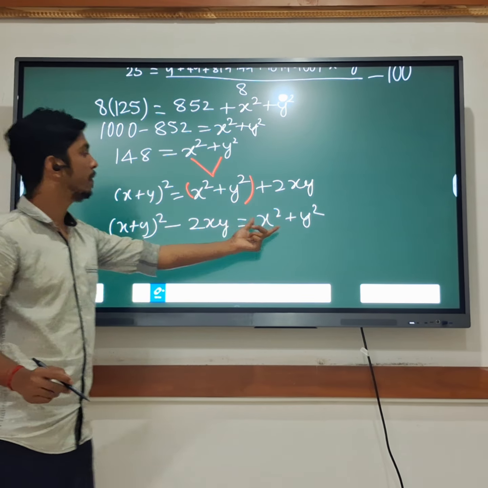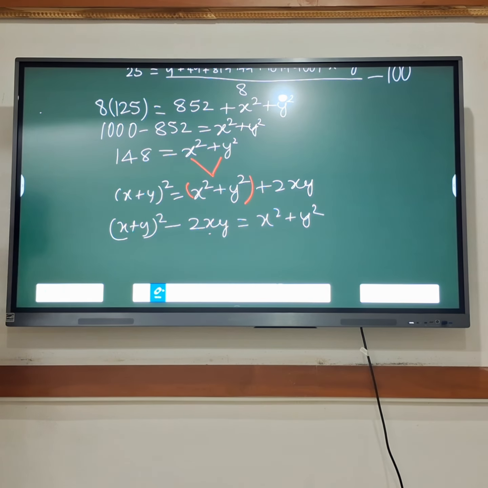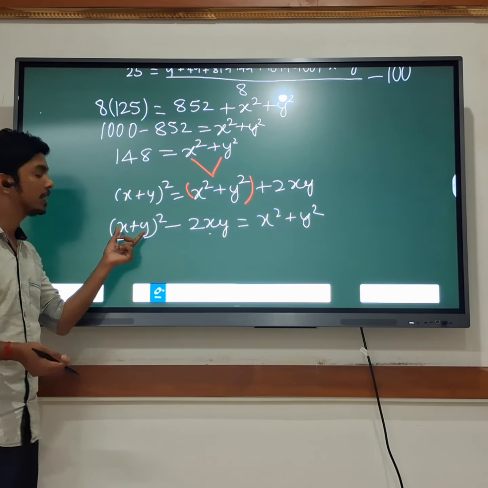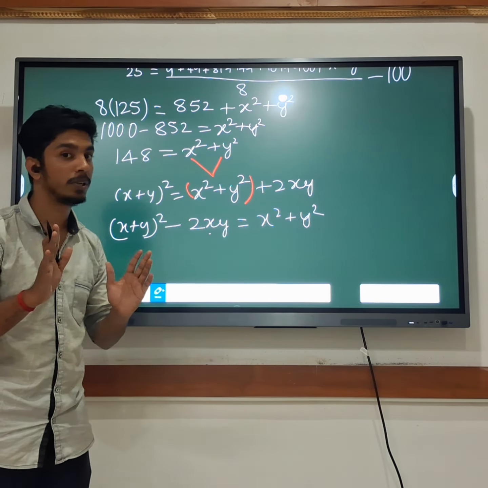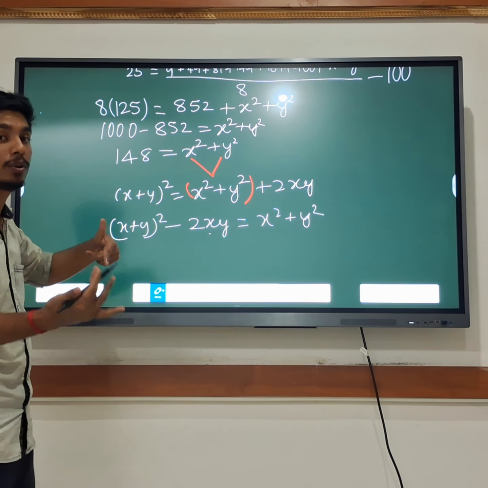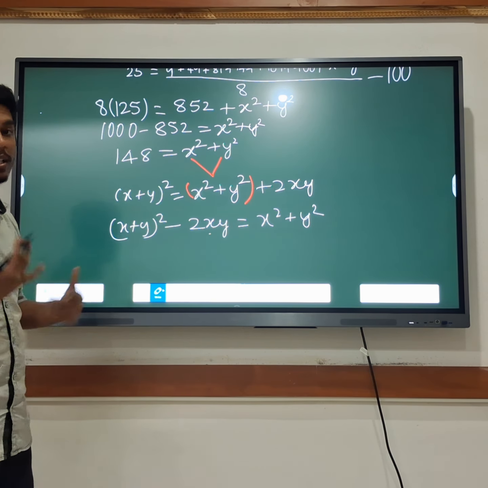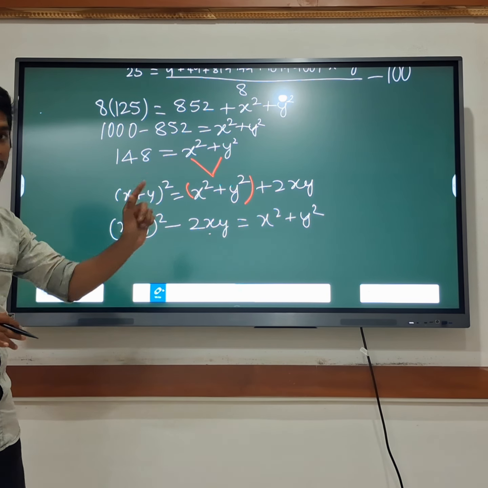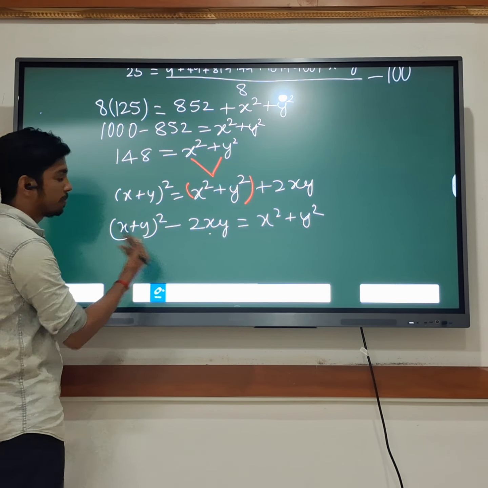So we know this value, but we don't know xy, and we don't know x plus y also. So there you can see this x plus y. See, sum of the observations. The mean is the sum of each observation divided by the total number of observations. So we can find x plus y.